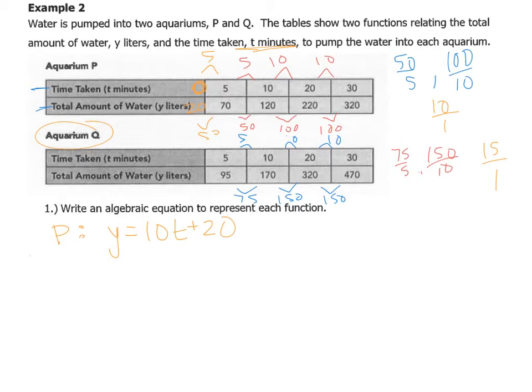And then for aquarium Q, we know that it is going 15 per minute. And again, we need to know 0, so it needs to go back by 5. And this needs to go back by 75, so it starts at 20 also.